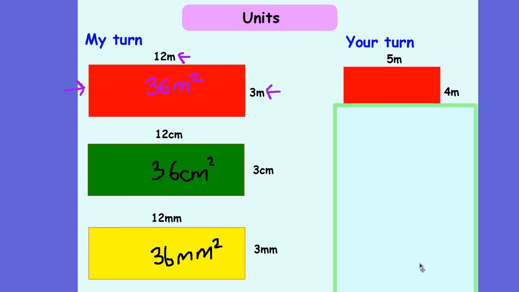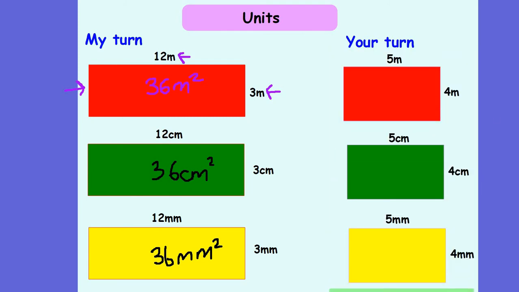Over to you guys. Please pause the video for a couple of minutes and work out the areas of these, giving me the units, please. Okay, so the first one, 5 times 4 is 20. So I've got 20 and this one's metres squared. For the second one, I've got 5 centimetres times 4 centimetres, so that's 20 centimetres squared. And for the last one, I've got 5 times 4, which gives me 20 millimetres squared. So remember, your area units are always these units squared.